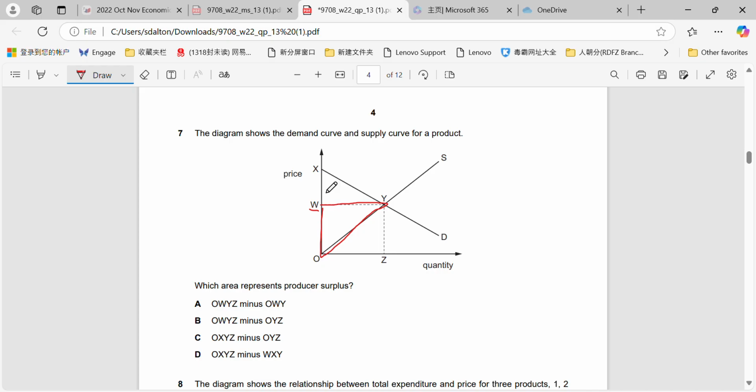So therefore we can see OWYZ minus OYZ would leave us with OWY, which would be our producer surplus.